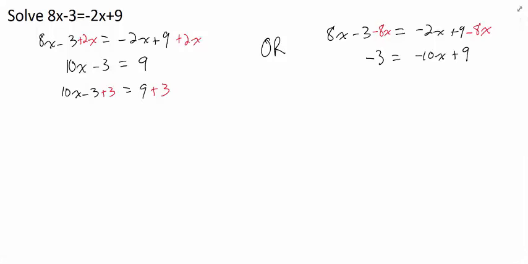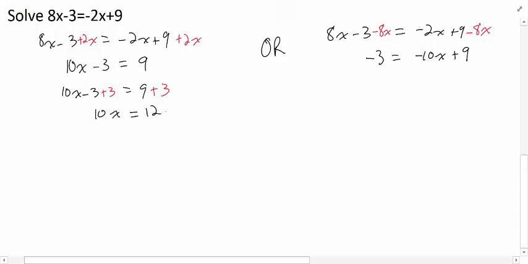So first I'm going to add 3 on both sides. That's going to give me 10x equals 12. And now to get x completely by itself, I have to divide by 10. So x is 12 over 10, or that reduces down to 6 over 5.